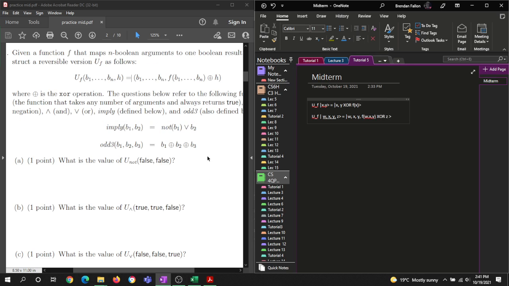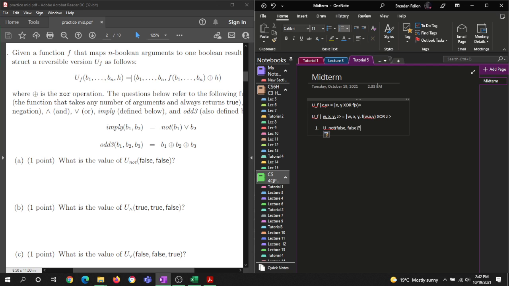So the first part of this question then, first of all, any questions on that? Does that hopefully make sense for you guys? Okay, great. So then the first part, question 1a, which we'll get to, is what is the value of a U-naught function? So I'll call it U underscore naught on the right-hand side. So it wants what this expression is, U-naught of false, false.